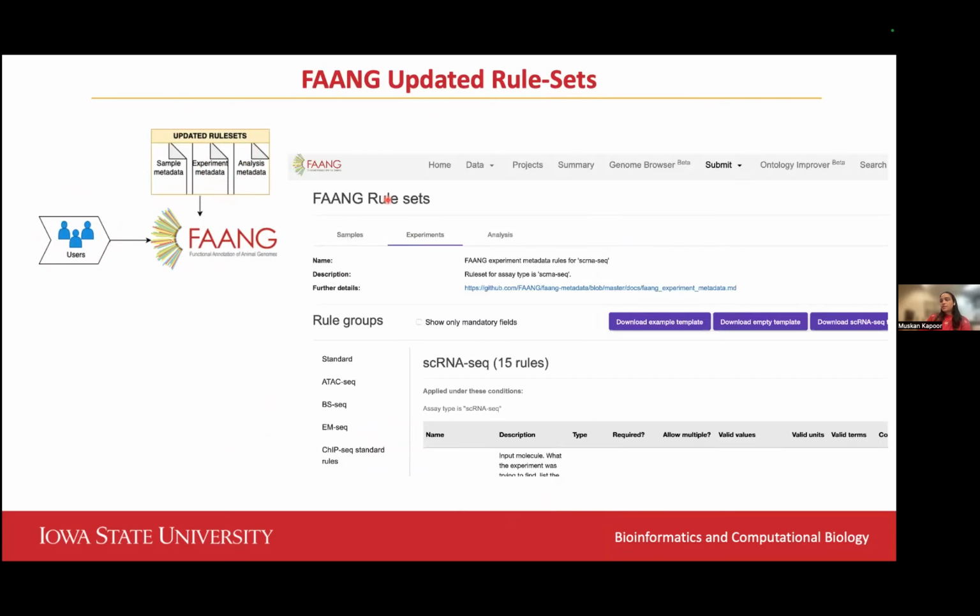This is a pictorial representation of the FANG data portal. As you can see, there are 3 sample, experiment, and analysis spreadsheets, and the single cell rules are listed below. You can always choose only mandatory fields and fill in the metadata table, or download and see what example templates look like. And you can perform validation within the FANG portal and submit it to the ENA and the FANG portal. Next.